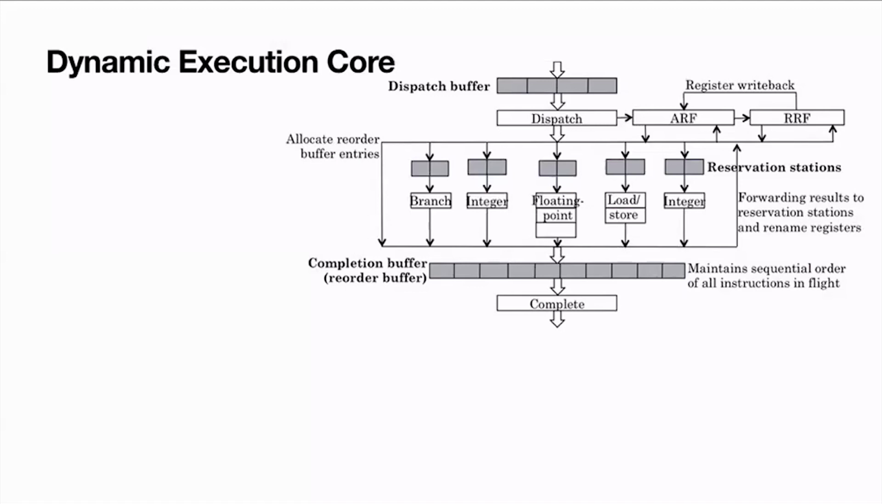And from there, instructions are going to be scheduled onto various functional units, depending on the availability of the functional unit as well as the availability of the operands. And whenever any functional unit finishes the execution, the data will be forwarded, placed on the bus, and that will be connected to the RRF and to the reservation stations, and so on. After that, there is a completion buffer or a reorder buffer, and from there, the instructions are going to be committed in the program order. That is what is given here: it maintains a sequential order of all the instructions in flight. That is done by the reorder buffer.